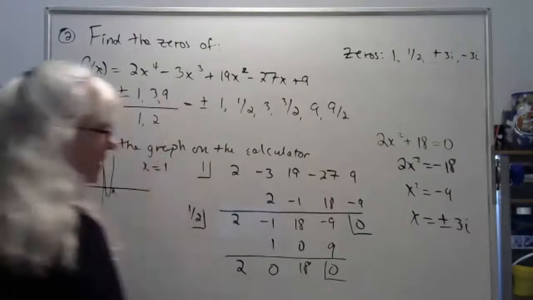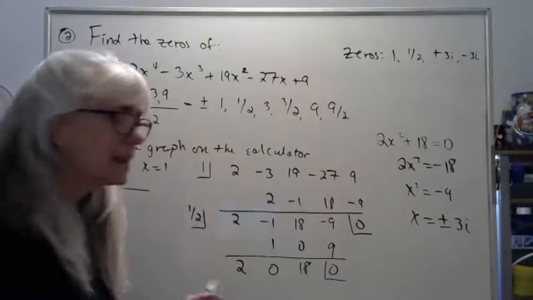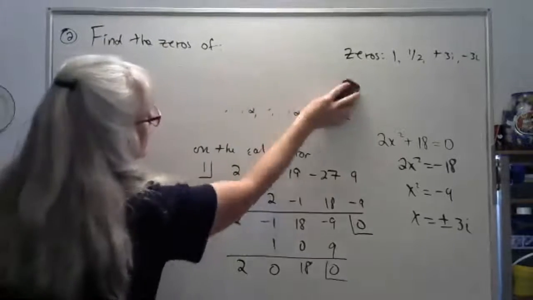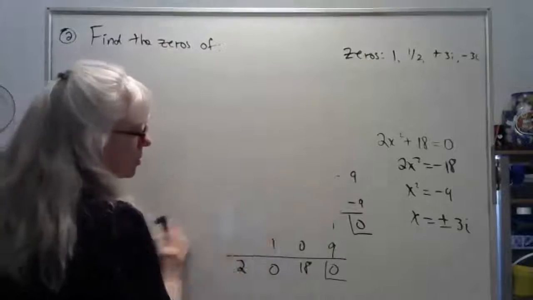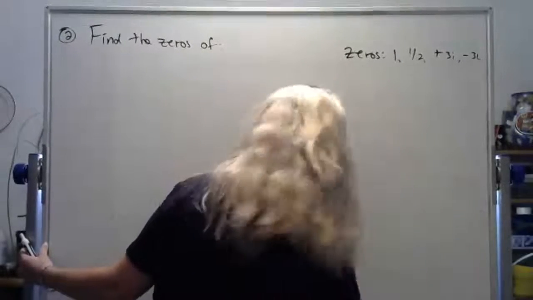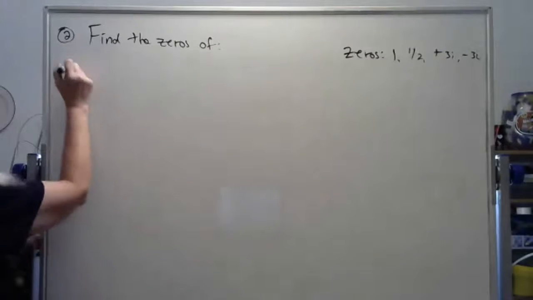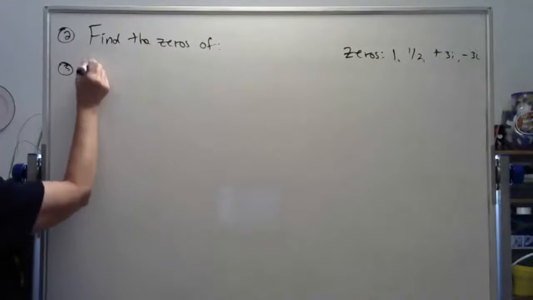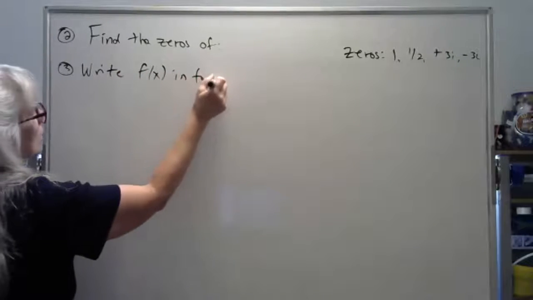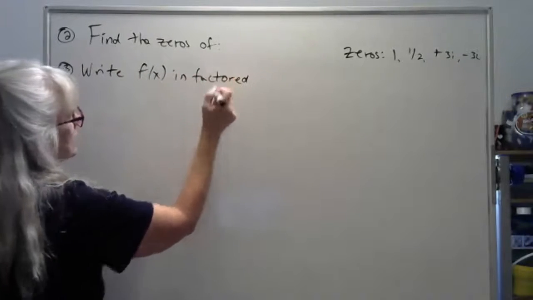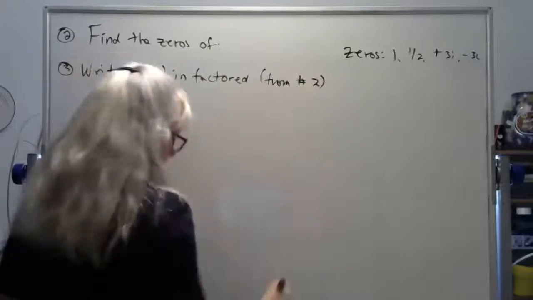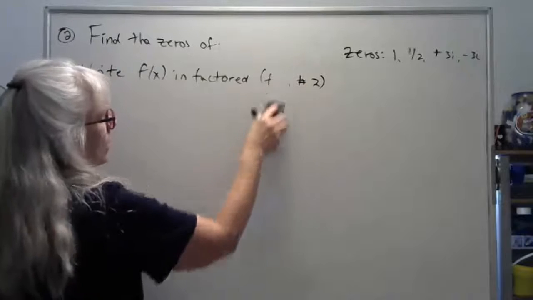Okay, now because I have to go with the questions that are pre-written, the last part of this question is going to ask you to write the polynomial in factored form. So I'm going to call it a new problem, even though it's not. So we're going to write f of x in factored form. And again, that's from number 2. So take the polynomial from problem 2 and write it in factored form.